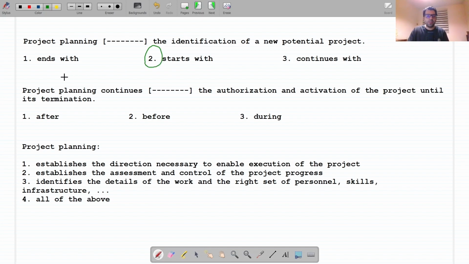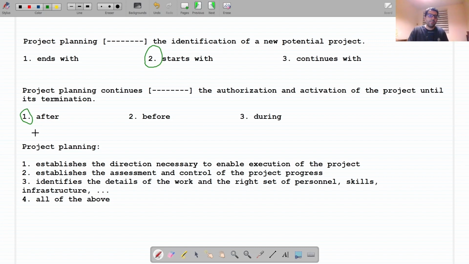The second question. Project planning continues blank the authorization and activation of the project until its termination. The right answer is 1. After.